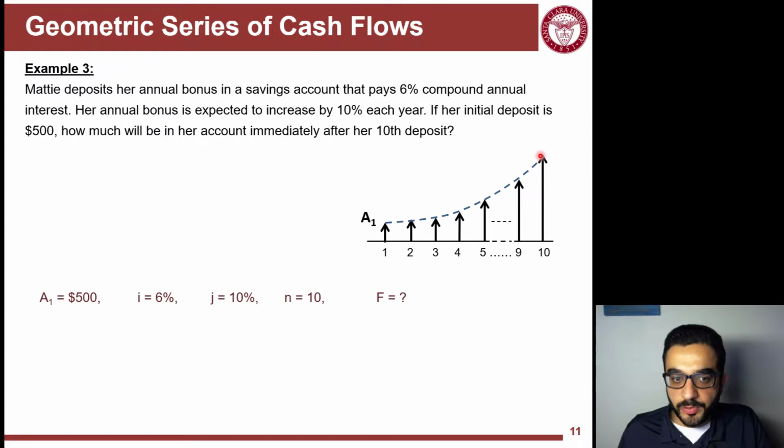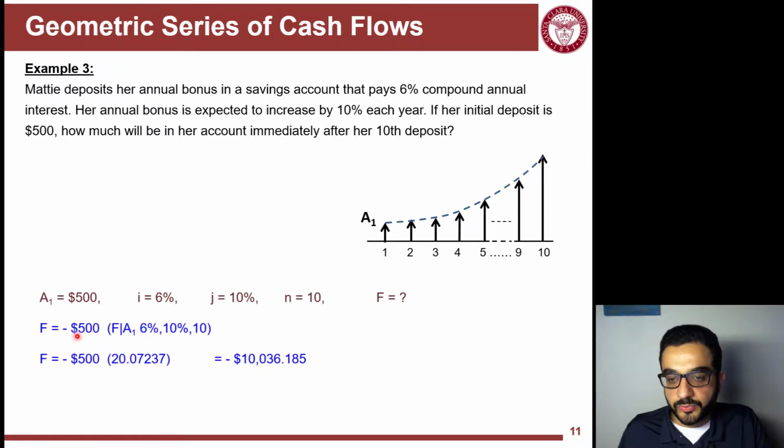This is a very straightforward problem. F is equal to A1 times F given A1, 6%, 10%, and 10. We're lucky to find that in the tables. If you check the tables that I posted in the class, you'll find this factor will be around 20. So she will end up with $10,000 in her account. Of course, that's negative because her deposit is a negative amount. So this curve here, these cash flows, should actually be the other way, flipped. It should actually be negative cash flow.